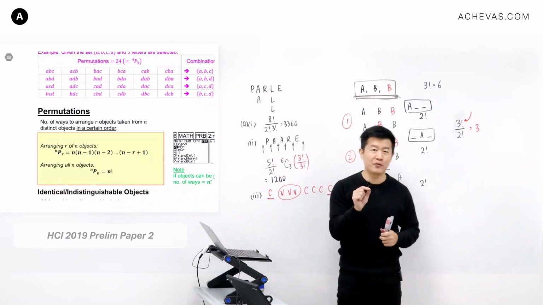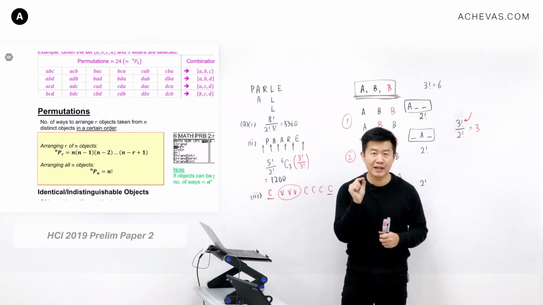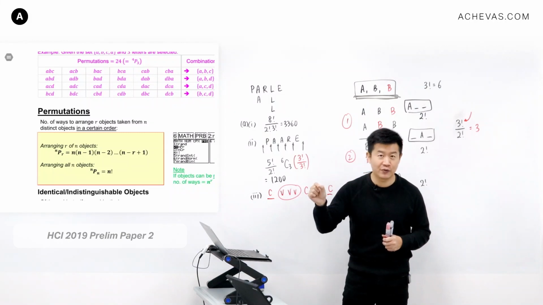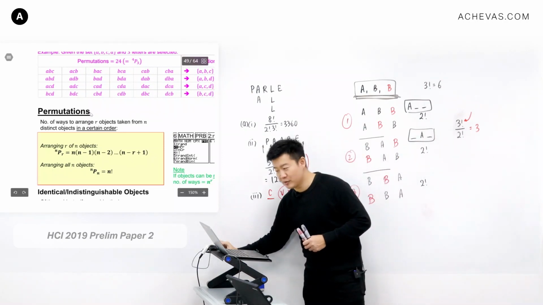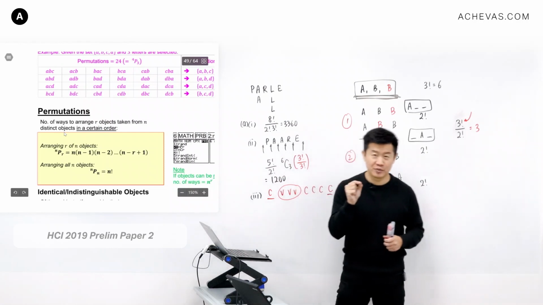I've mentioned this before also. When you do permutation and combination, there's actually a condition that people take for granted. They didn't know that there's this condition sometimes, which is that when I do permutation, we can only permutate from n distinct objects.